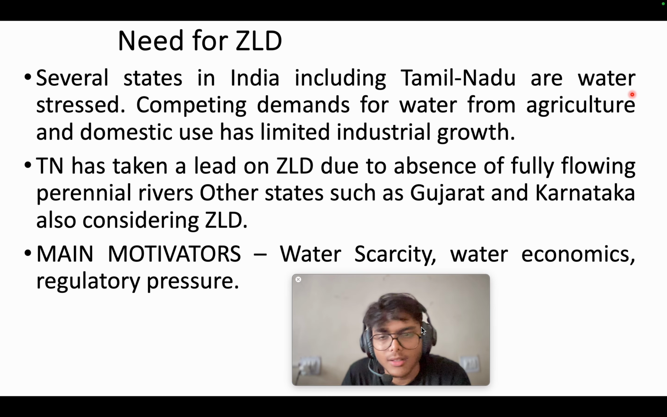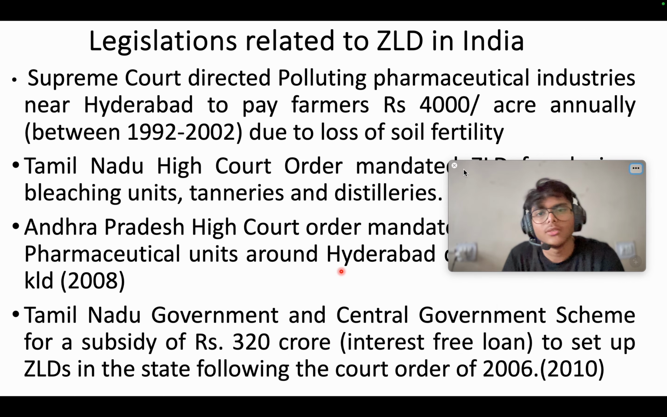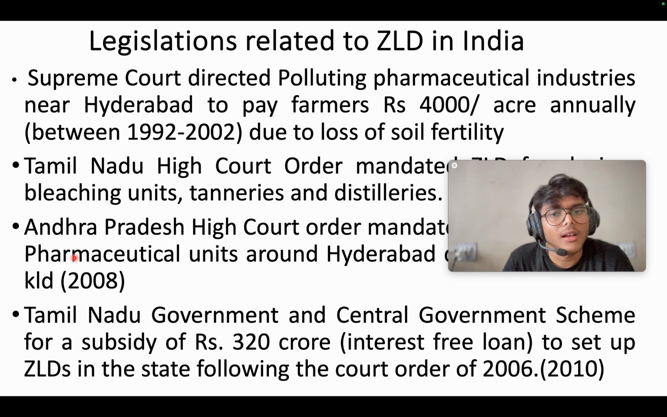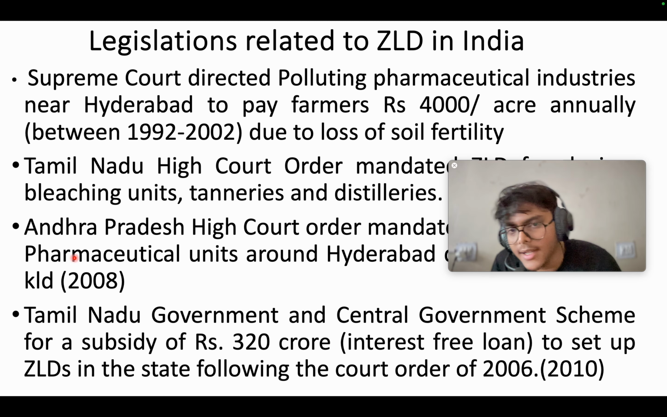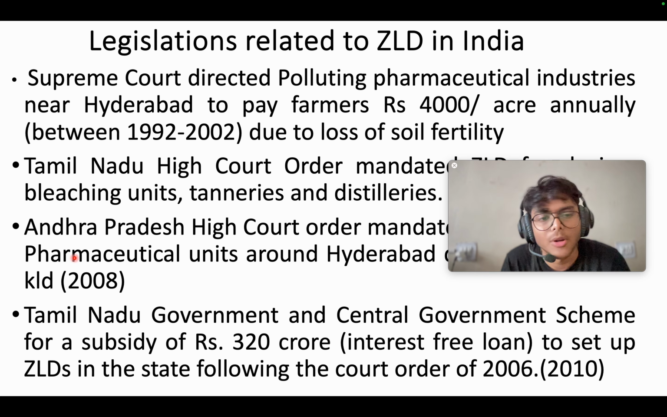What are the main motivators for the need for ZLD? That is water scarcity, water economics, and regulatory pressure, right? Next, we will be seeing the legislations related to ZLD in India. The first legislation related to ZLD in India is from the Supreme Court of India, which directed the polluting pharmaceutical industries near Hyderabad to pay farmers rupees 400 per acre annually between 1992 and 2002 due to the loss of soil fertility that happened there.